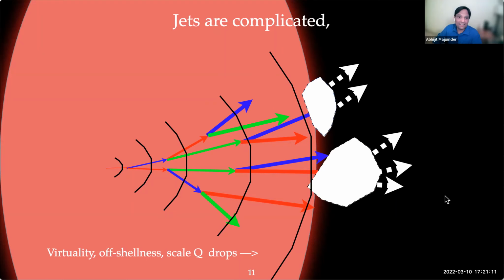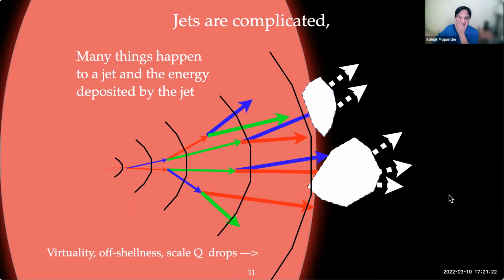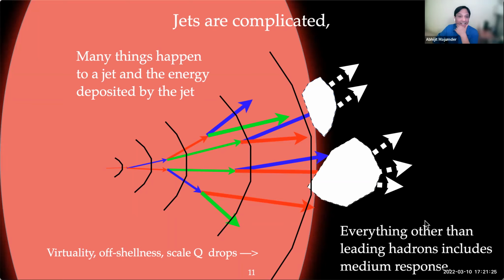And we have to basically tease all that apart to the extent possible using various jet observables. Okay, so everything other than leading hadrons. Leading hadrons means looking at the highest pT hadrons that came out, where you can be more or less certain that these things probably hadronized outside the plasma. That the parton came out cleanly and then hadronized outside, and most of the hadronization was not affected by the plasma that's coming up behind it.